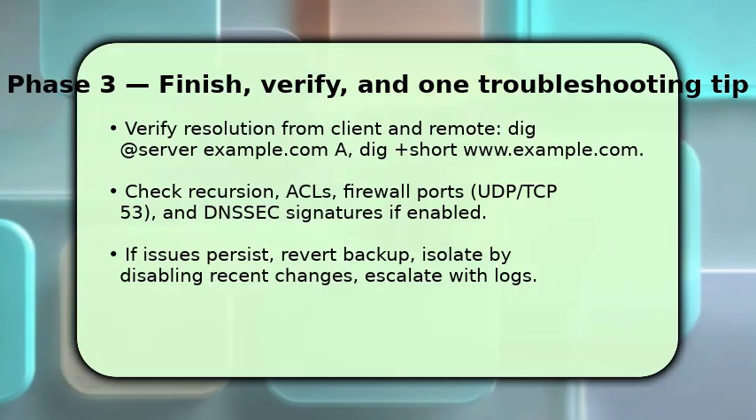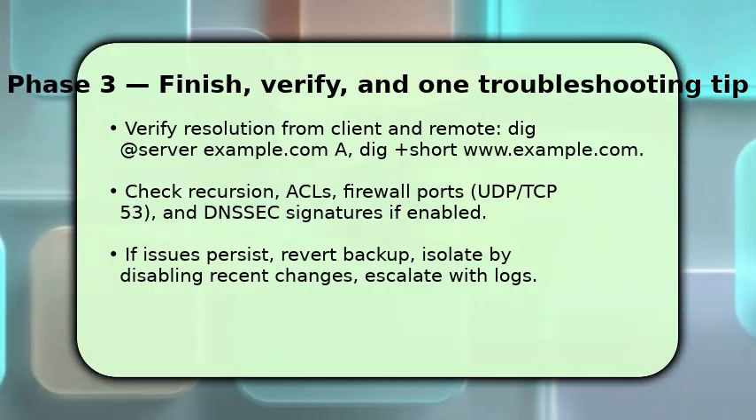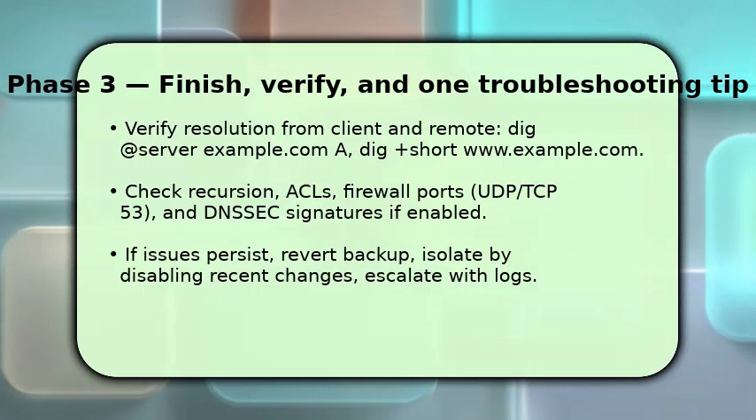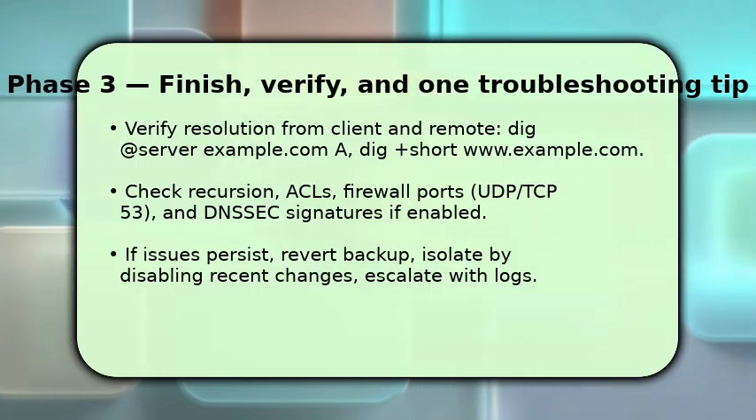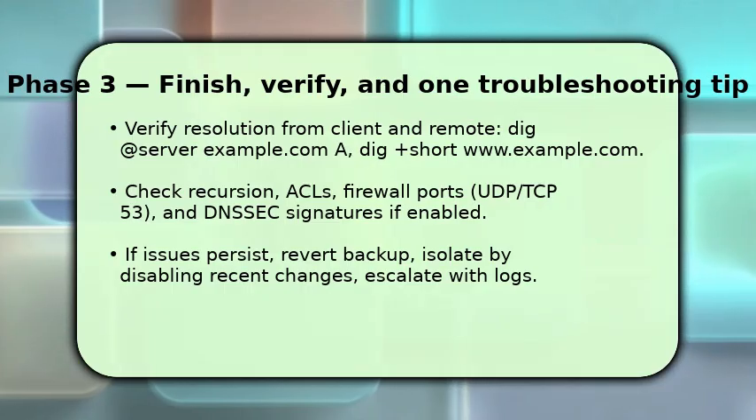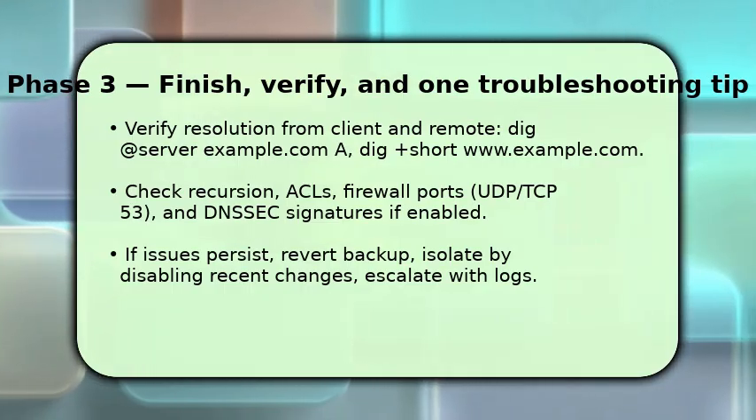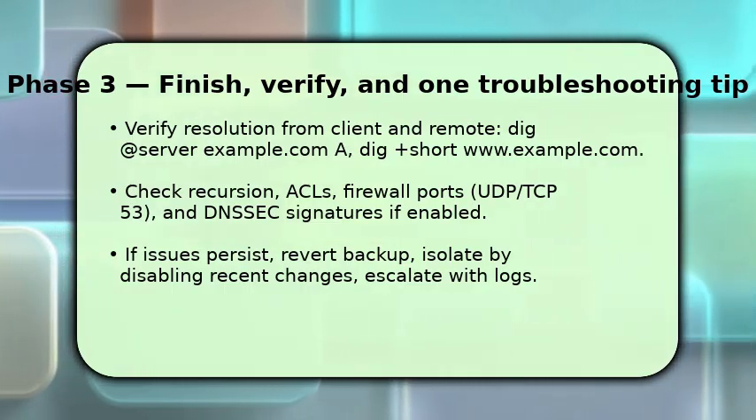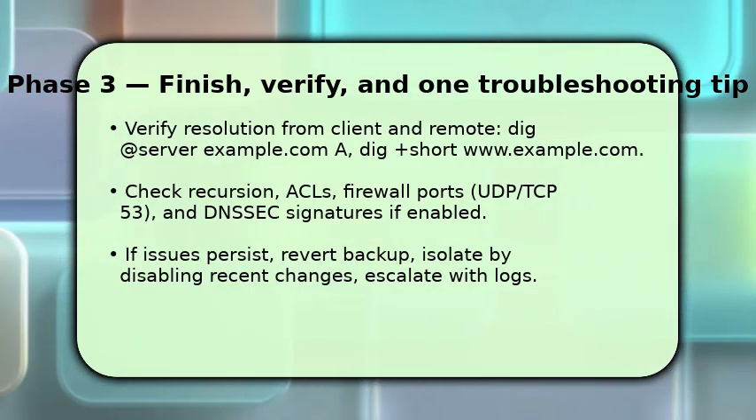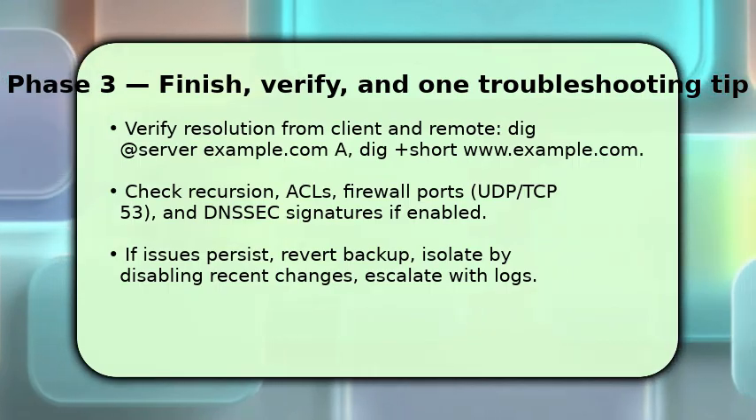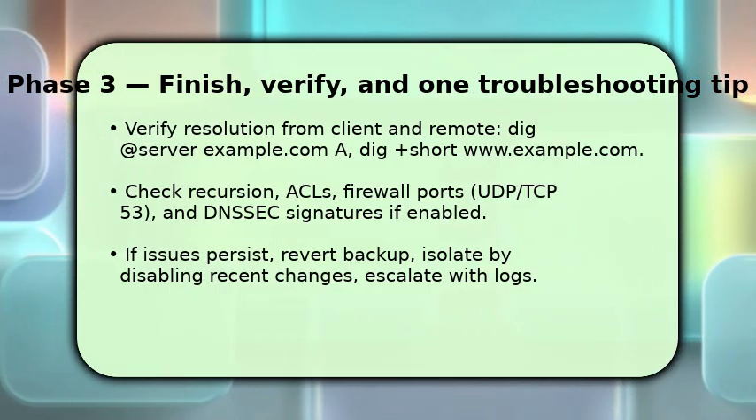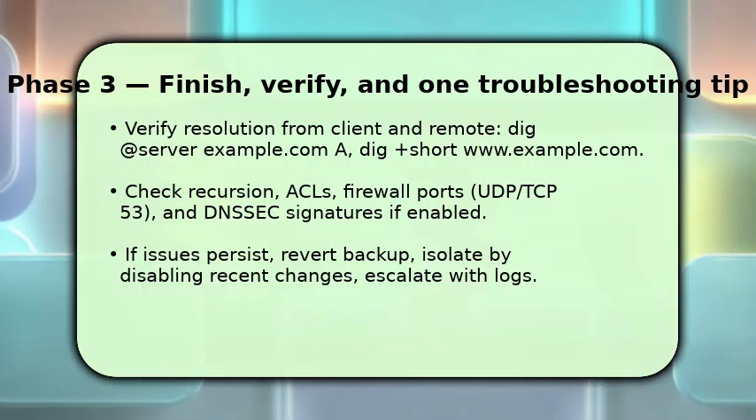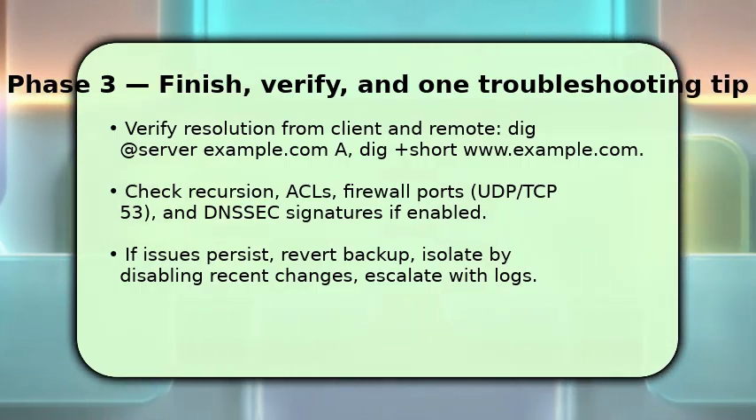Make sure recursion and access controls match policy and that UDP/TCP port 53 is open on firewalls. If DNSSEC is used, confirm signatures are current. If problems persist, revert to the backup you made, disable recent updates one at a time, and capture fresh logs for escalation. This method isolates change-induced breakage and restores service.